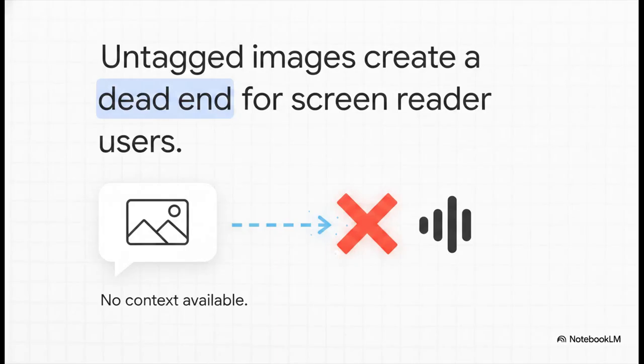So picture this first challenge. Imagine you're a blind teammate using a screen reader to navigate a channel. You're reading through a thread, and suddenly you encounter an image. Say it's a quick screenshot of an error code, or maybe a really important data chart. If the sender didn't take the time to manually type out what that image is, your screen reader just hits a complete dead end. It literally just says image. All that context, it's just entirely lost.